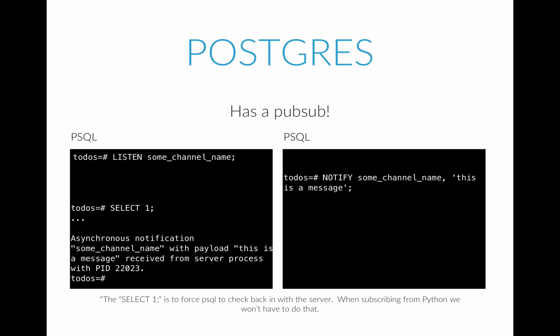So in the example here, we have 2 psql windows, so that's just command line into Postgres. One's listening, the other sends a message, and then on the side where we're listening, we see that message as soon as we interact with the server again. In a Python driver, you don't even have to do that select one, you're automatically told.